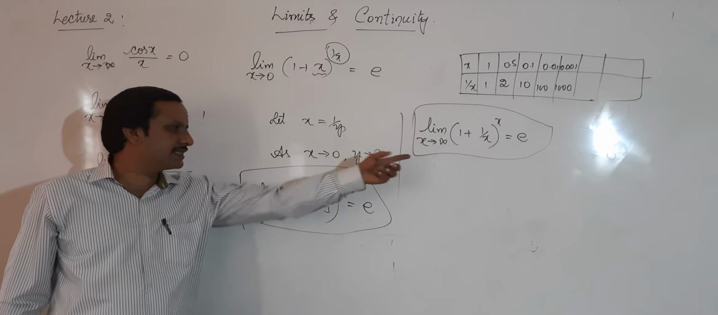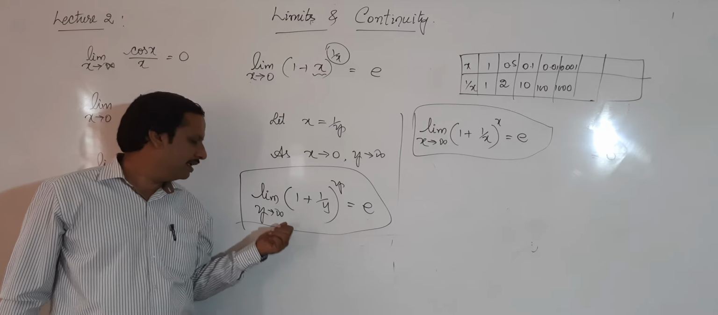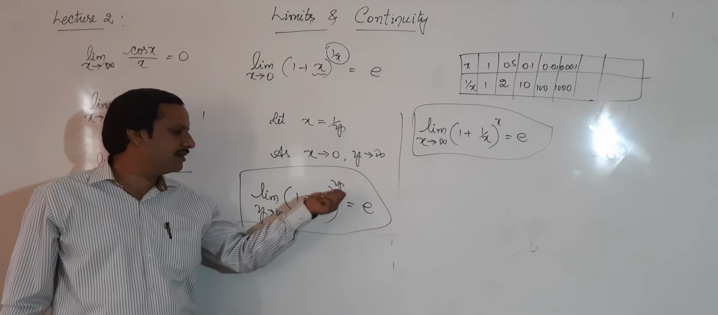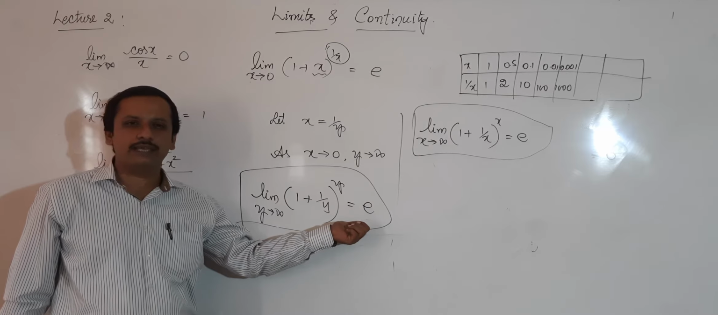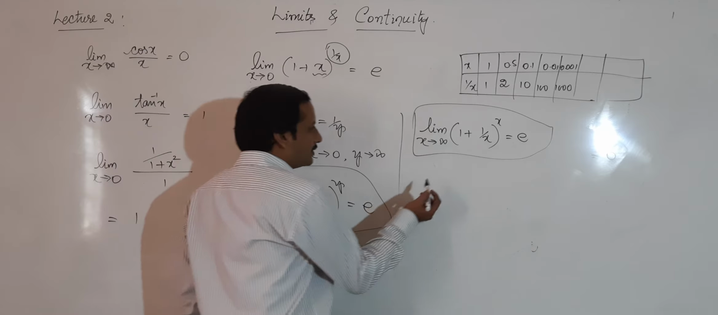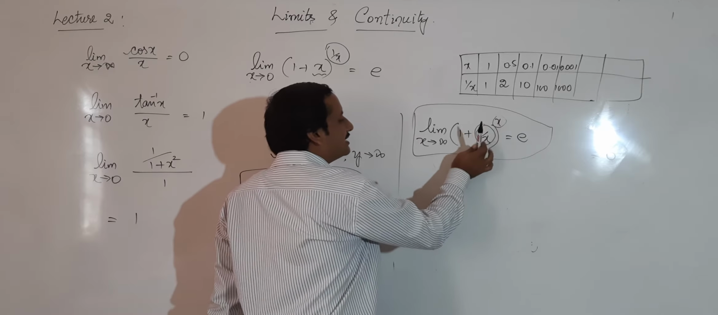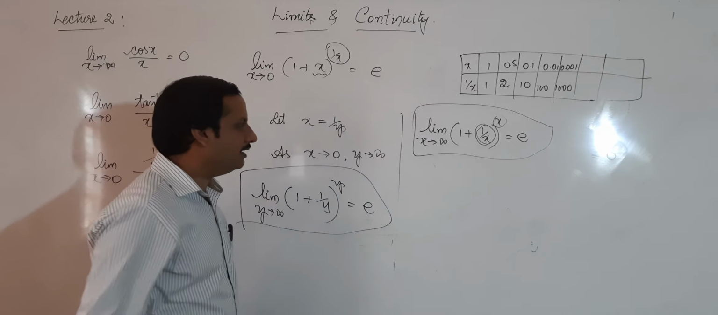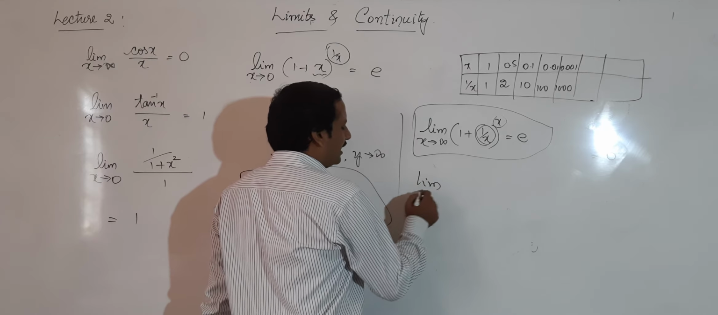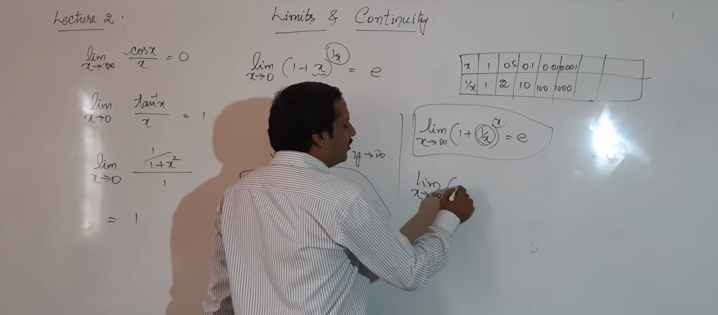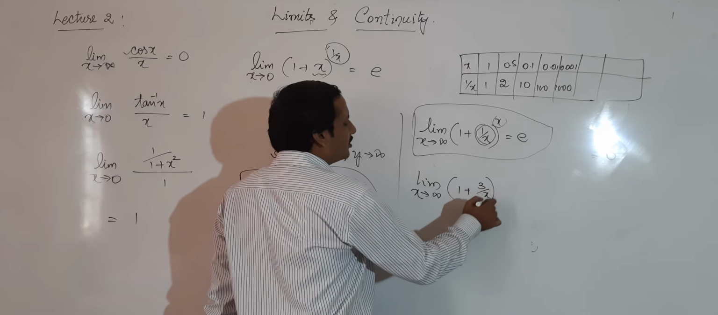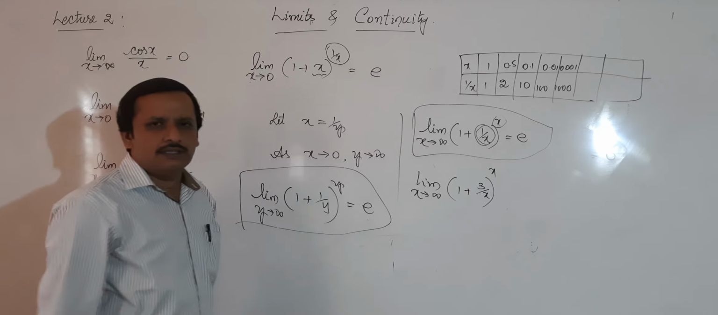Instead of x, we have y here. That's all. Limit y tends to infinity, (1 plus 1 by y) whole power y is equal to e. So in such problems also, you observe that here we have 1 by x and the power is reciprocal. Okay. So if I have something like limit x tends to infinity, (1 plus 3 by x) to the power x, then what do we do?